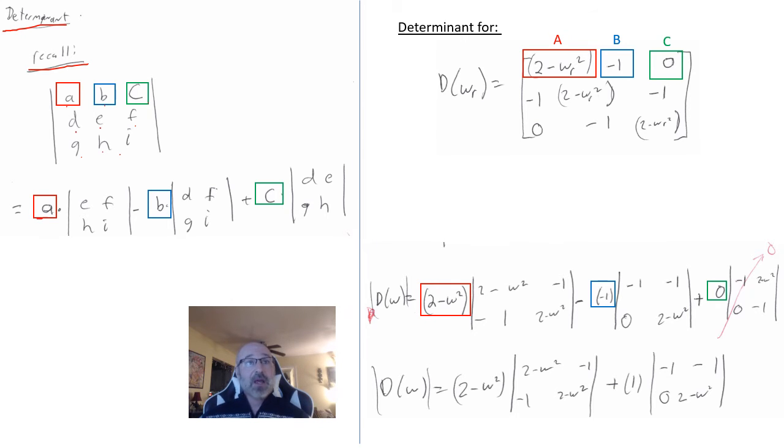So there's my A, my B, and my C right here. Put those through, so it's A, this guy right here now, times this matrix, E, F, H, and I. Then it's B right here times D, F, G, and I. And then it's C times my D, E, G, and H. So that forms this relationship down here.